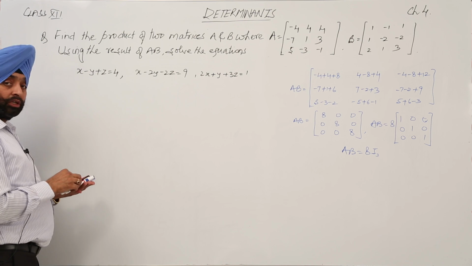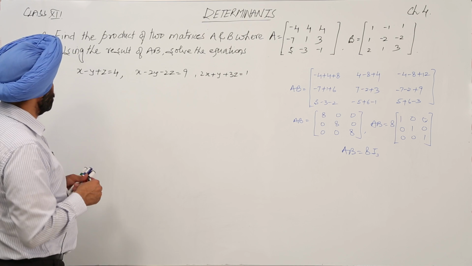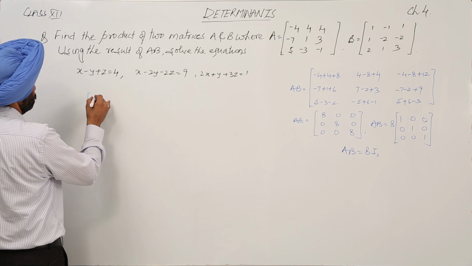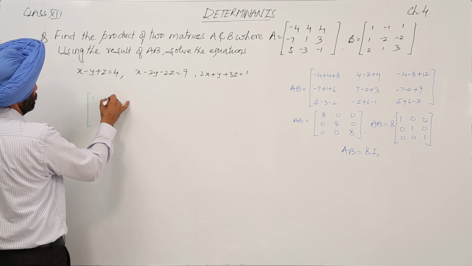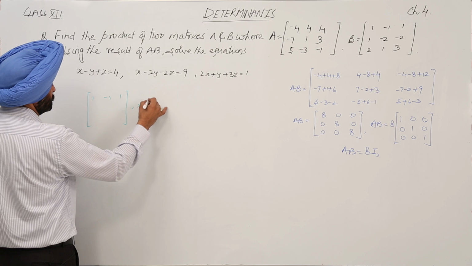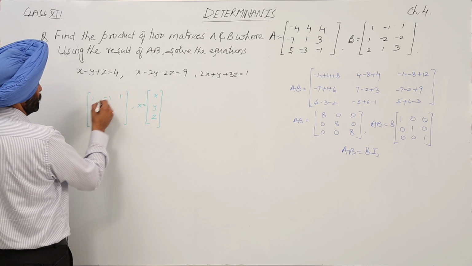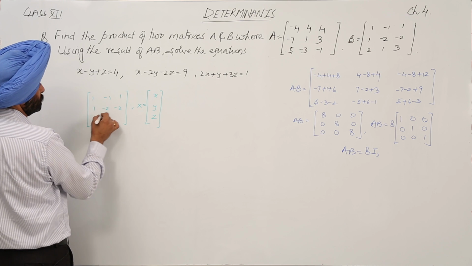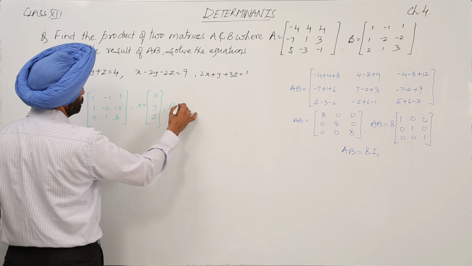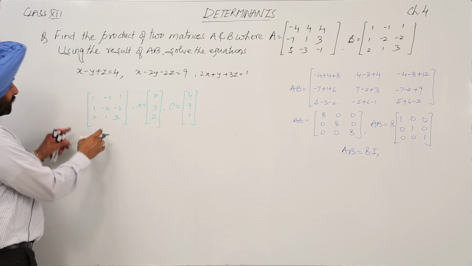Now let's write the equations in matrix form. First the coefficients of the equations. So now we are having 1 minus 1 1, then x y z. Second is 1 minus 2, 2 1 and 3, and here C is equal to 4, 9 and 1.